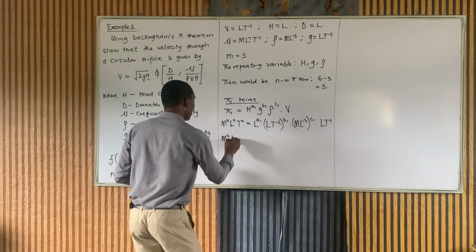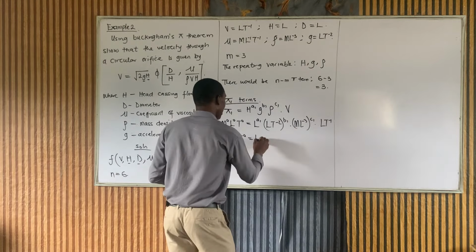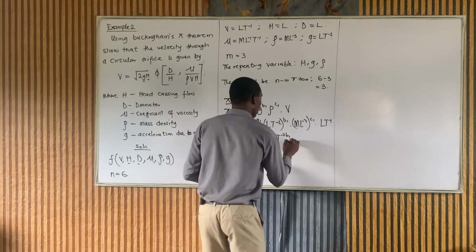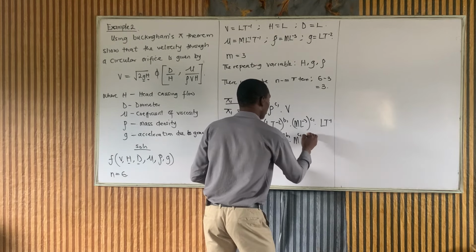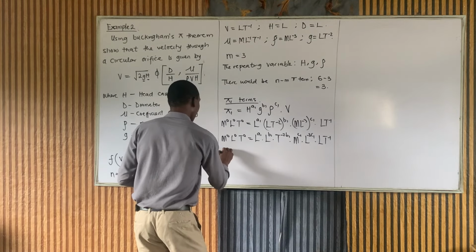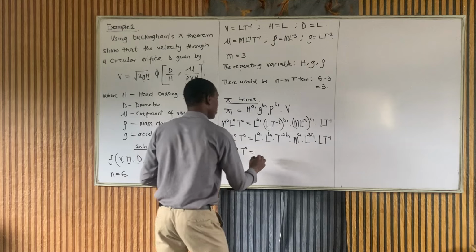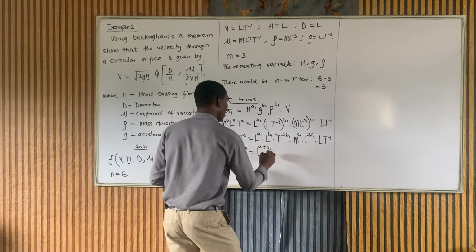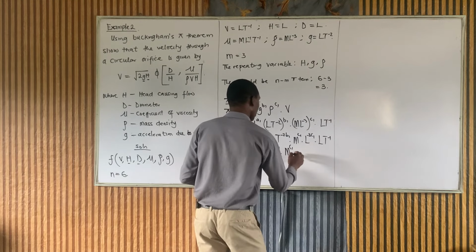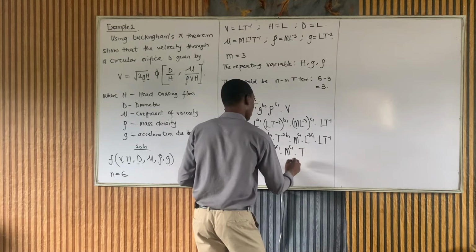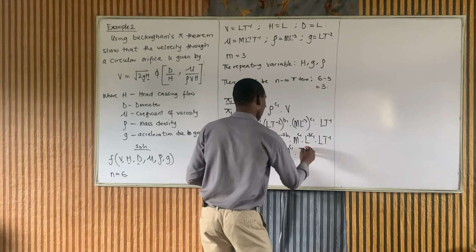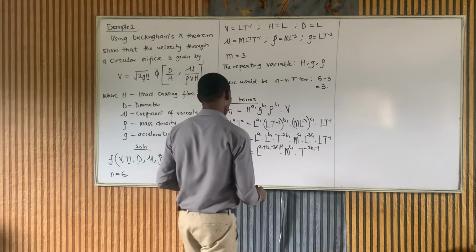Let's simplify further. M raised to power 0, L raised to power 0, T raised to power 0 is equal to L raised to power a1 times L raised to power b1 times T raised to power minus 2b1 times M raised to power c1, L raised to power minus 3c1 times LT minus 1. Again, this will be M raised to power 0, L raised to power 0, T raised to power 0 is equal to L raised to power a1 plus b1 minus 3c1 plus 1, because of this, then times M raised to power c1, and then T, minus 2b1 minus 1. So let's compare now.